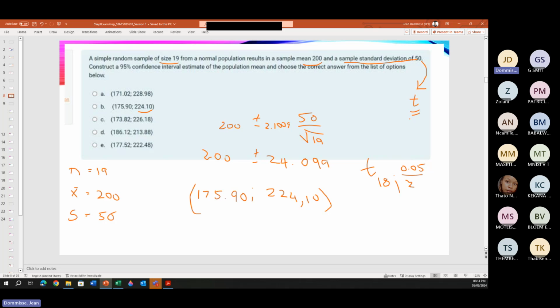Okay, so again, this one, the important thing was to identify that the standard deviation is unknown. So when they tell you it's a sample standard deviation, that means that your population standard deviation is unknown. So yeah, cool. So let's look at the next one.